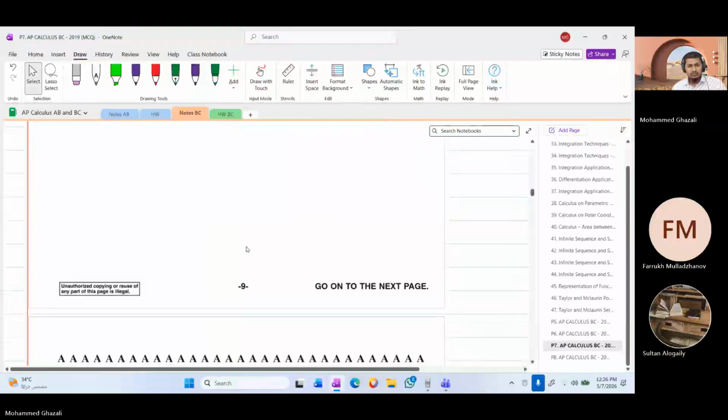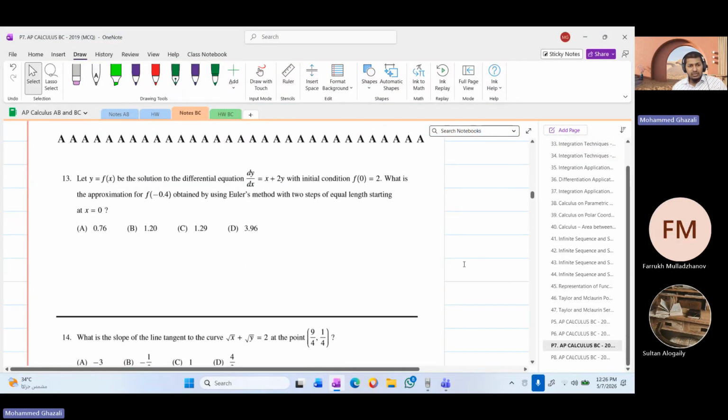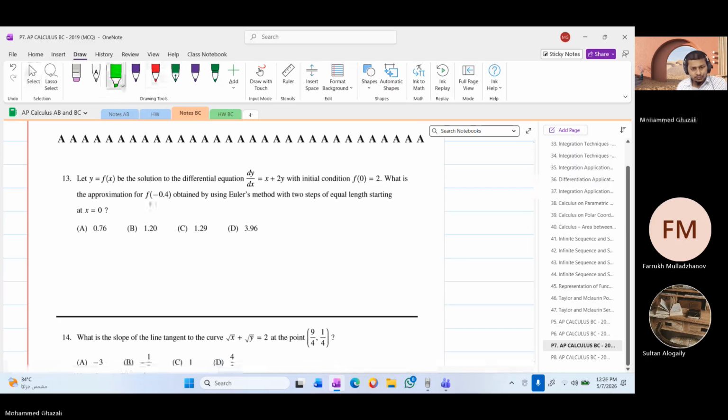Right. The next one. Let y be the solution to the differential equation with initial condition f of 0 is equal to 2. What is the approximation for f of negative 0.4 obtained by using Euler's method? Write down these values, x0, x1, x2. What's the step size here?